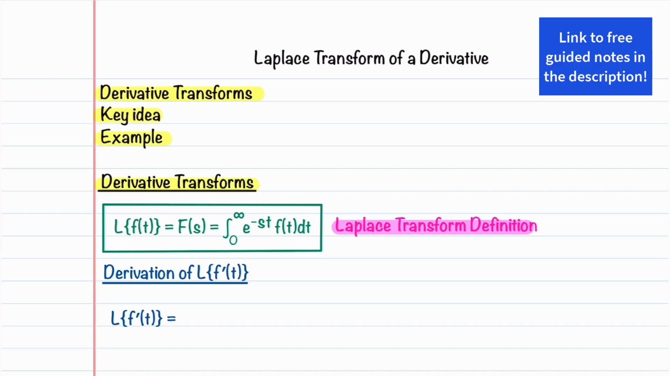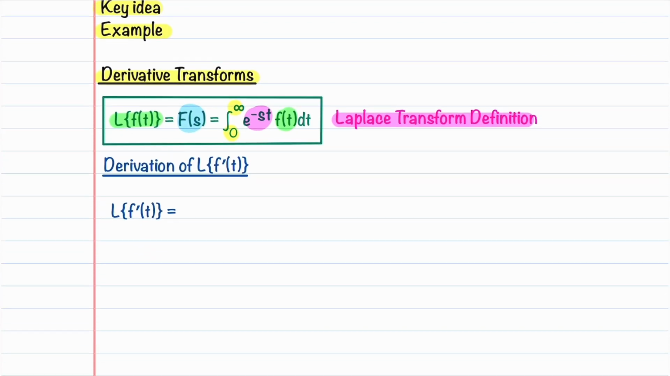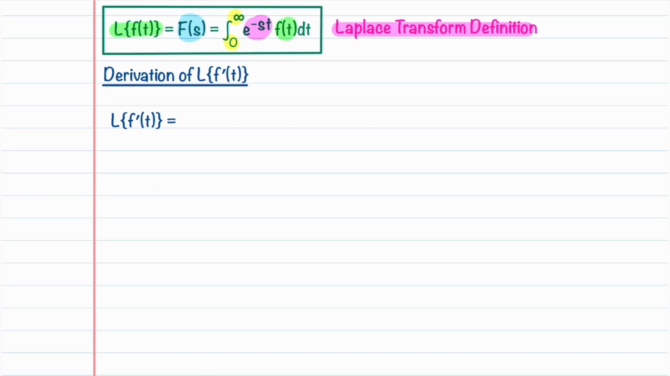This definition tells us that we can find the Laplace transform of a function by taking that function, multiplying it by e to the minus st, and then integrating from 0 to infinity. This gives us an algebraic function in terms of S. Let's first use this definition to find the Laplace transform of a first derivative f prime of t.